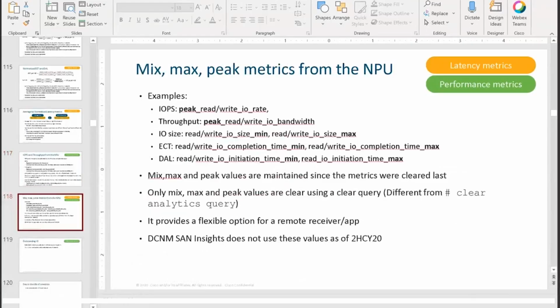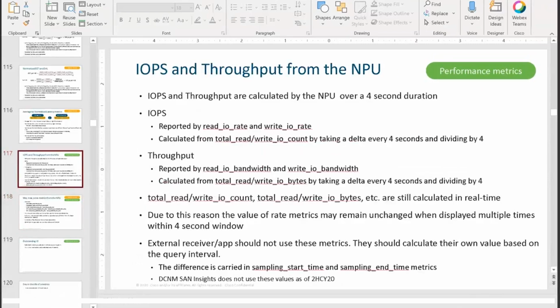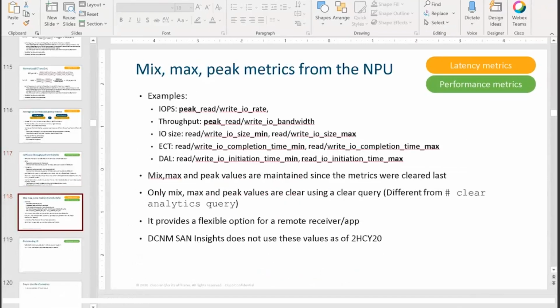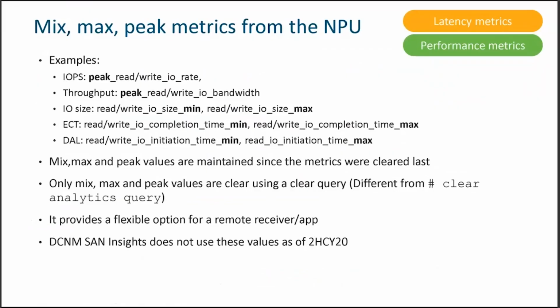Okay, along with the IOPS and throughput, we also have min, max, and peak metrics, right? And you'll see this in the output of show analytics, like the peak read or write rate, the peak bandwidth. Then we have the minimum and maximum of IO sizes, and minimum of ECTs and DAL. These values are since the last time the metrics were cleared.